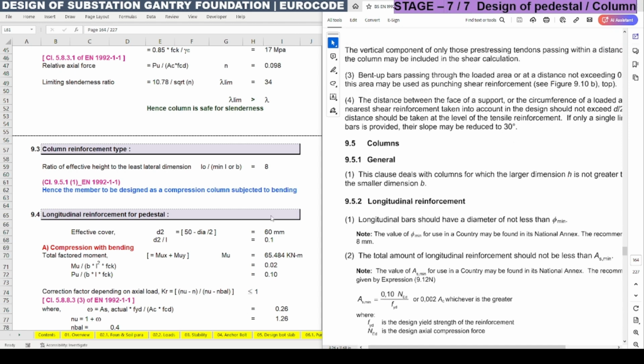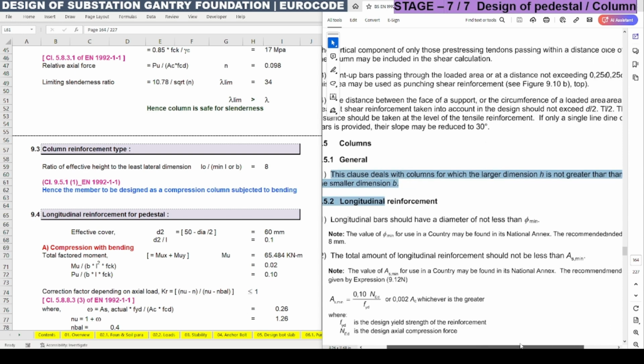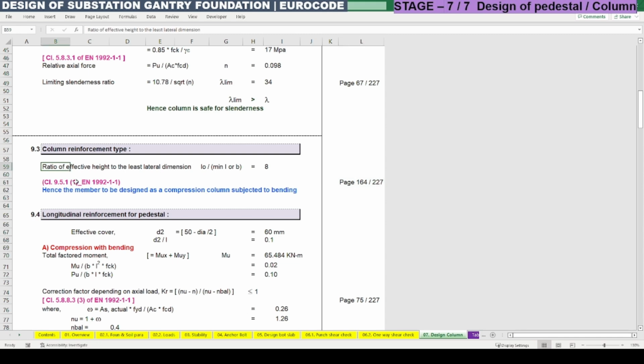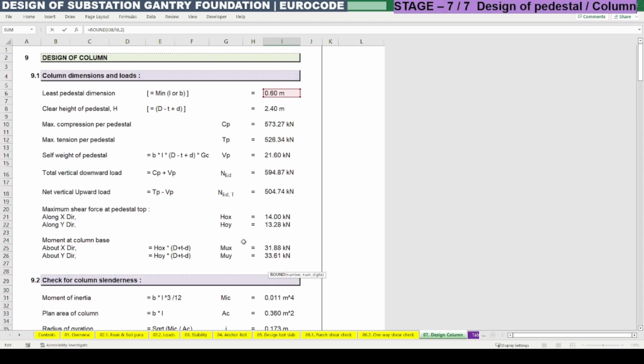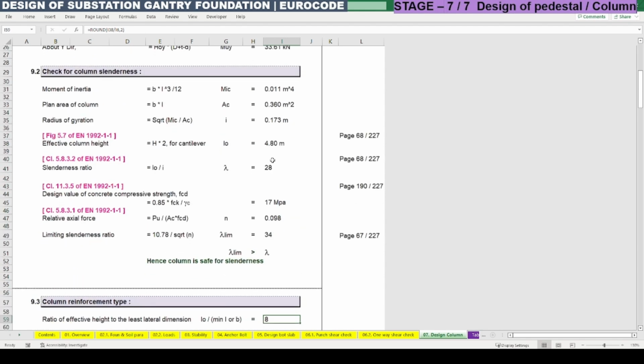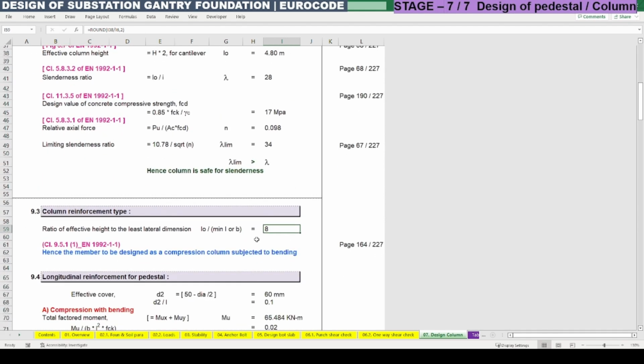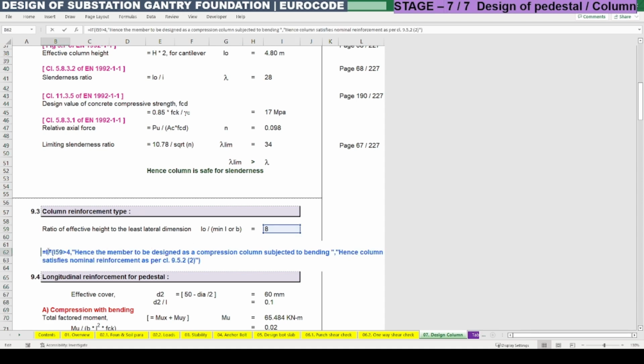But if it is exceeding the 4, let us check in our calculation. So it means that it should not be greater than 4. But here what is happening is the ratio of effective height to the least lateral dimension. We are getting 8, because 4.8 meter is our effective column height, divided by 0.6 meter, that is the least lateral dimension, is having 8 as a number, which is greater than the 4. So then this column is to be designed for bending, compression, tension, and combined with the bending. So likewise we need to decide.